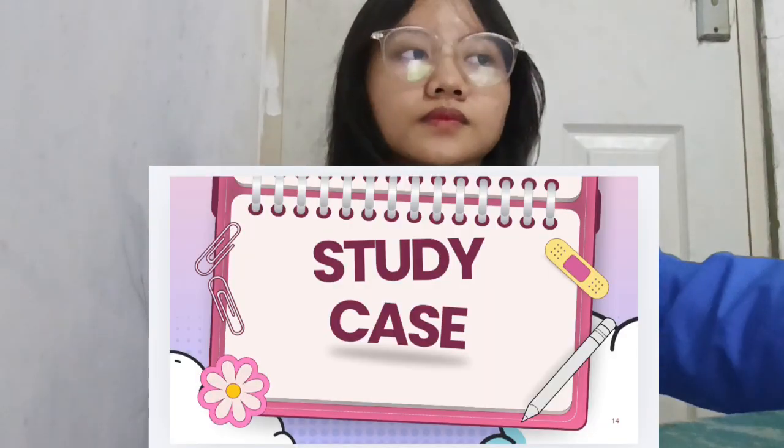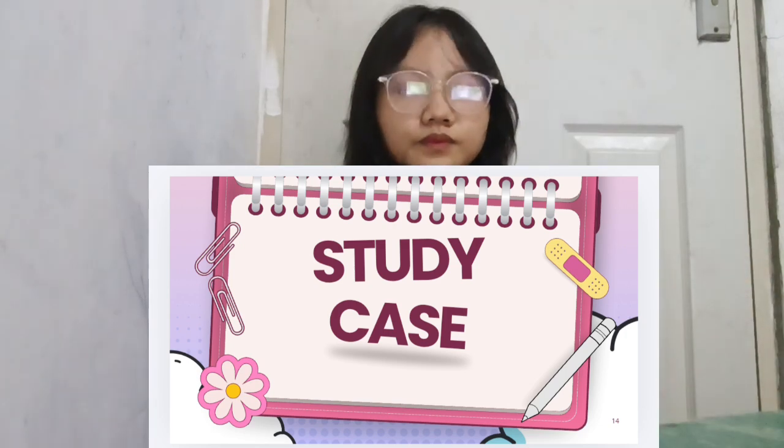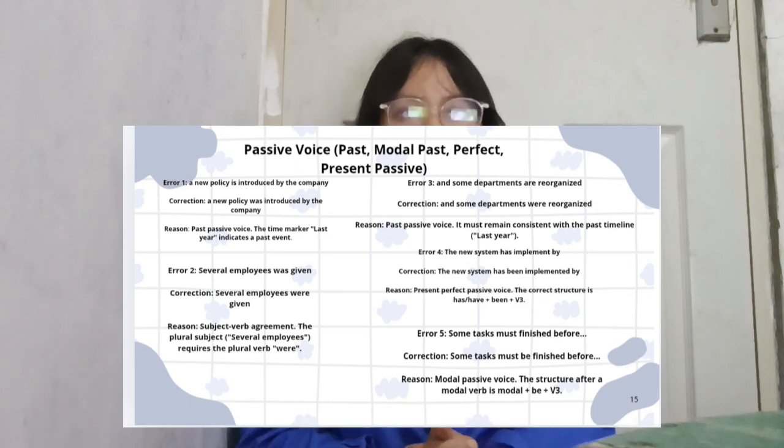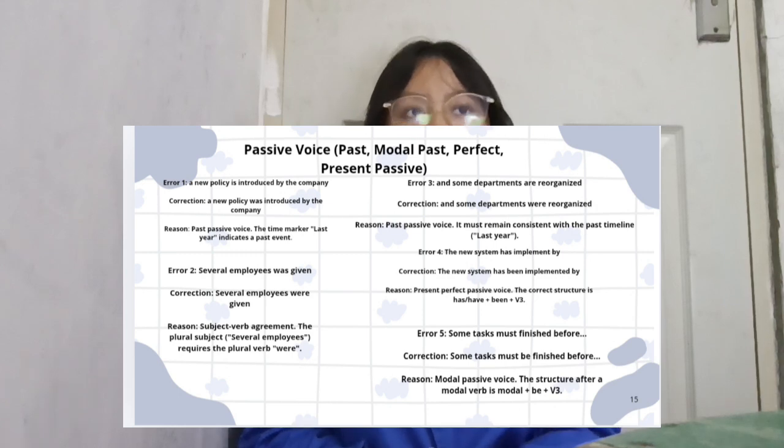Case study. Passive voice: past, modal, past perfect, present passive. Error 1: A new policy is introduced by the company. Correction: A new policy was introduced by the company. Reason: past passive voice. The time marker last year indicates a past event.